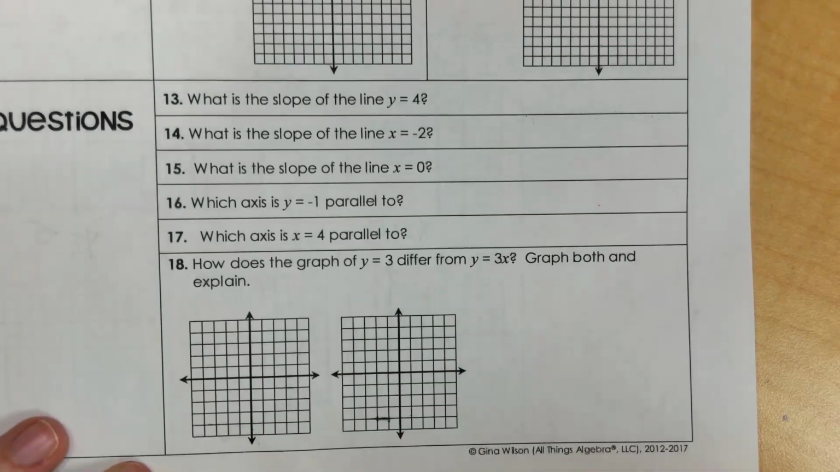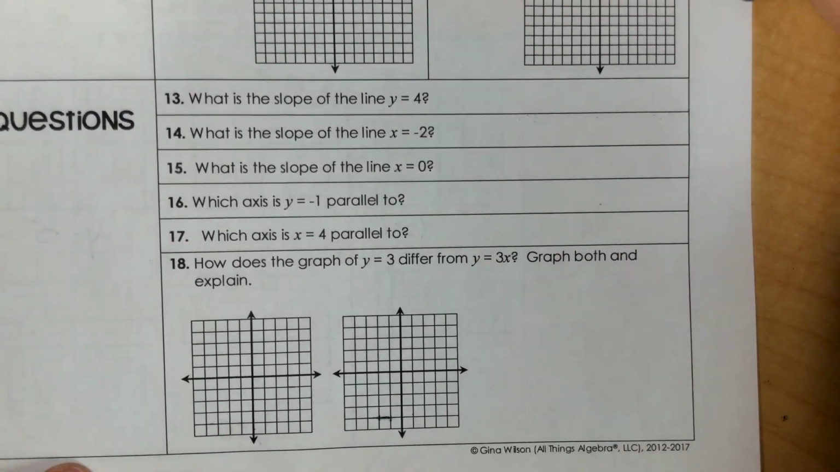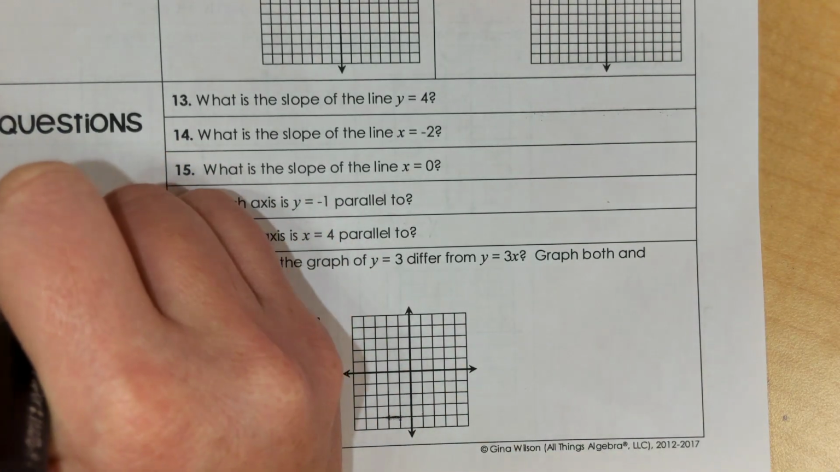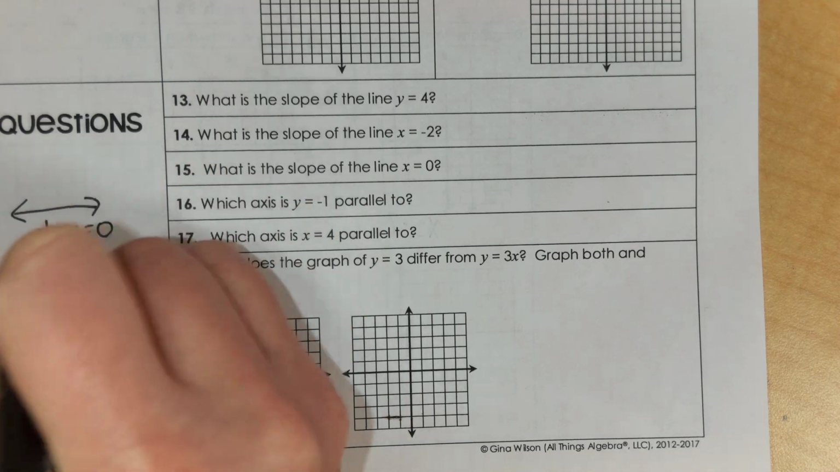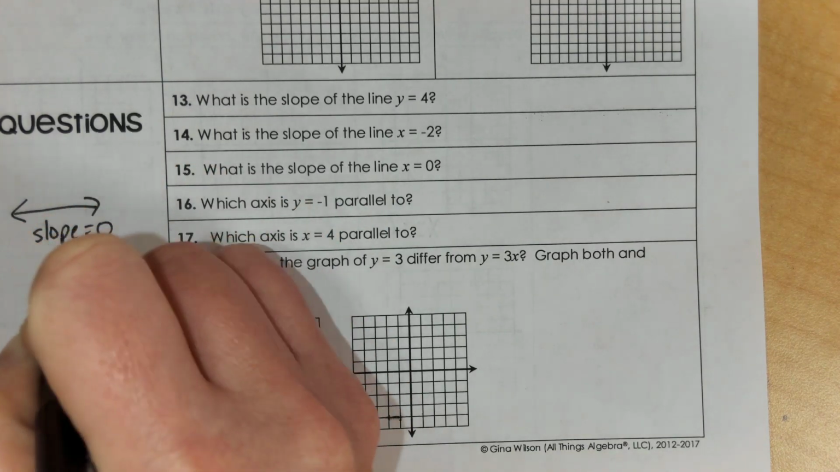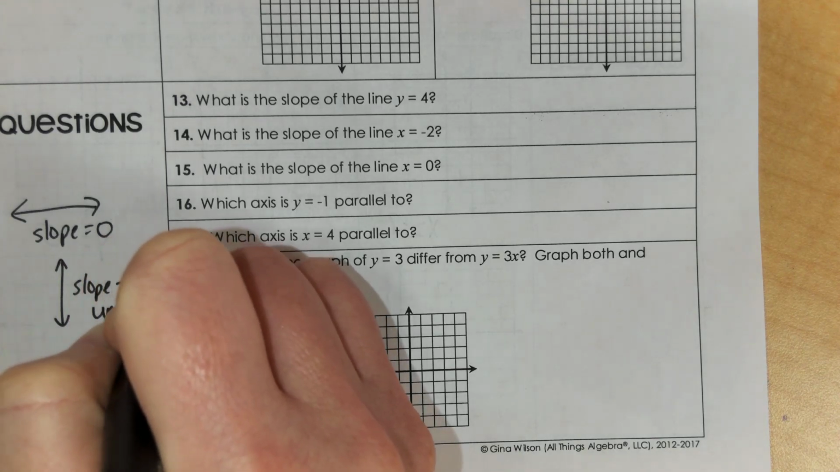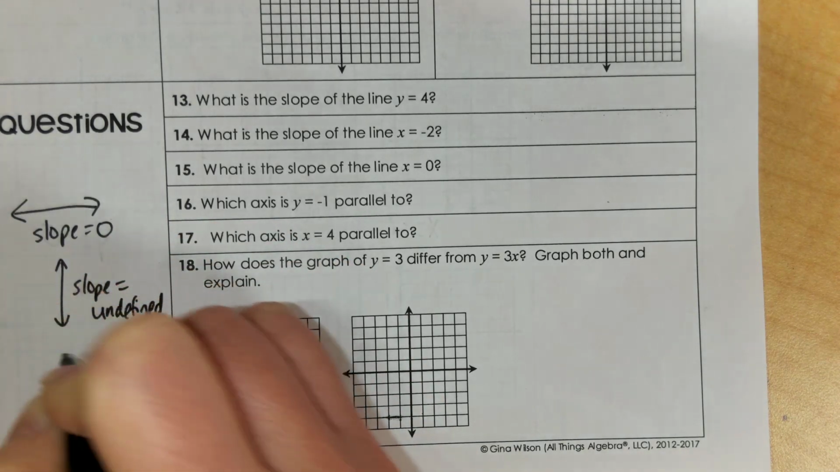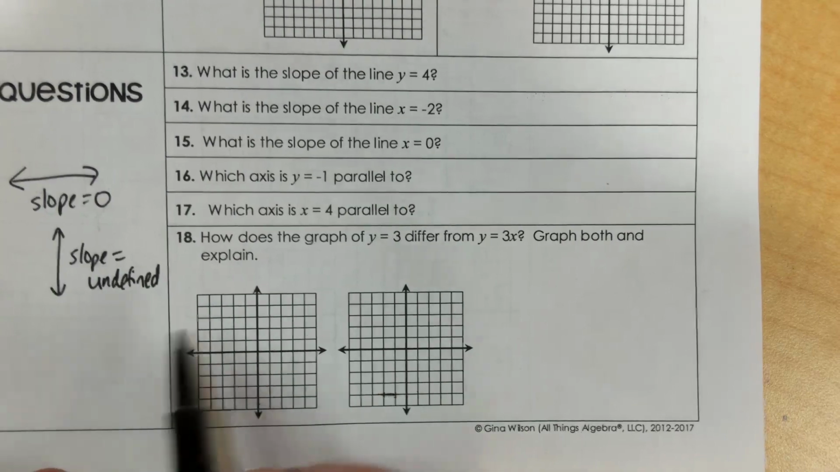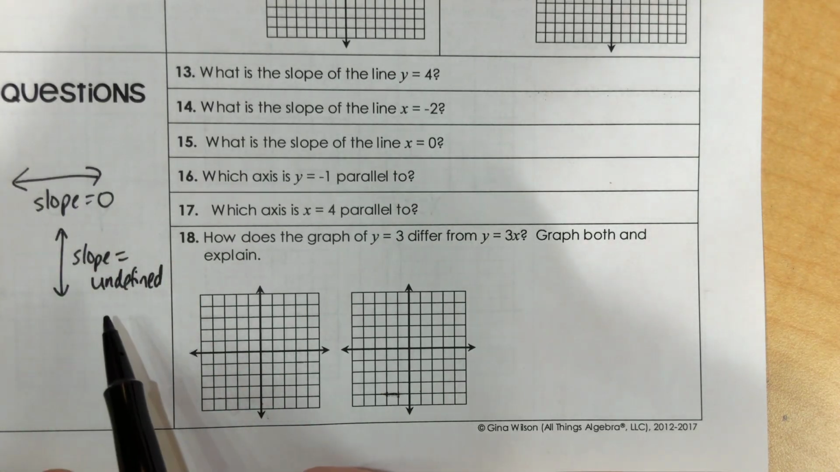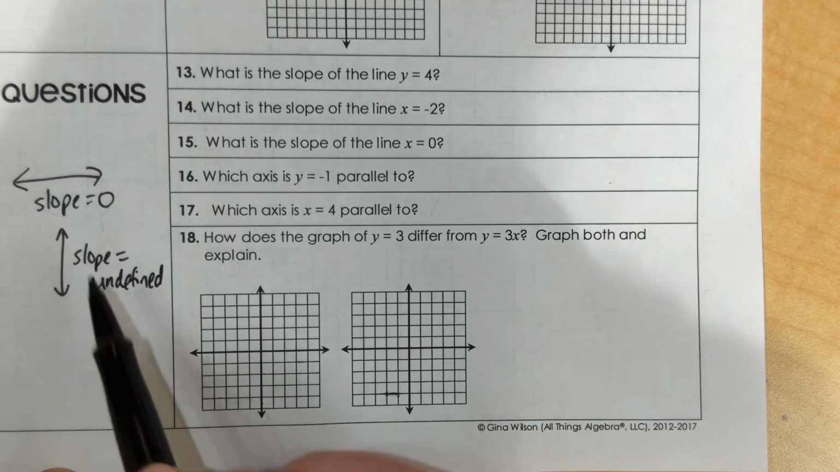So remember our slope. When we have a horizontal line, it has a slope of 0. When we have a vertical line, the slope is undefined, because we're going to be dividing by 0 with that rise over run. The run value is going to be 0. And so that is something to keep in mind as we think through these questions.